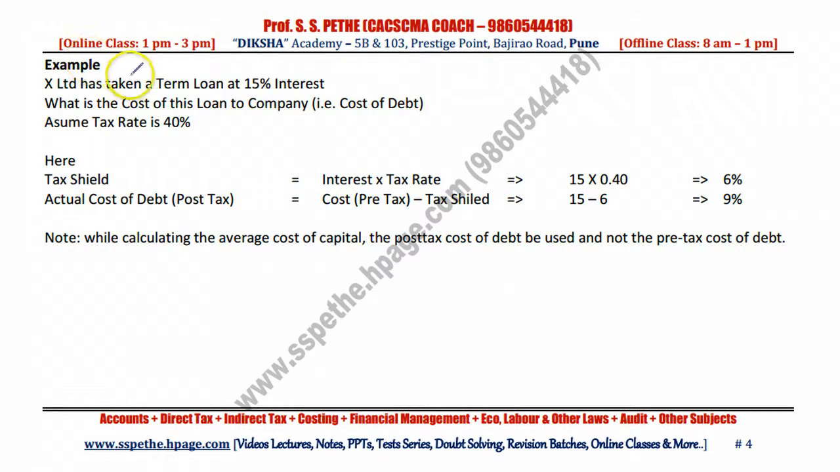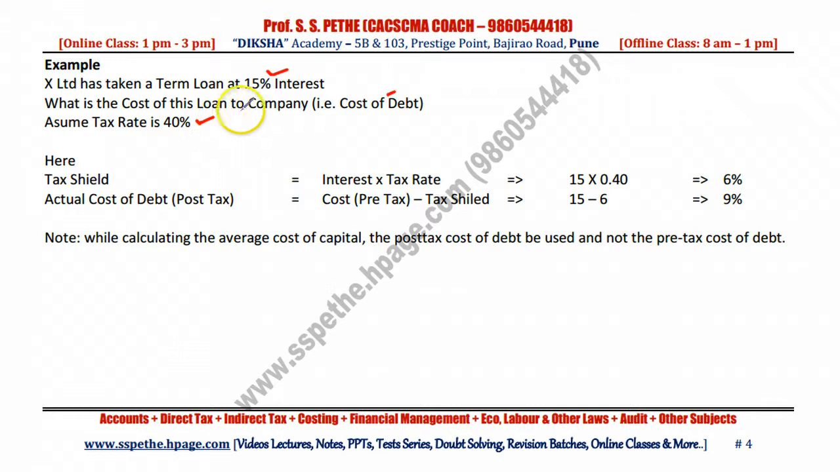Let's take another example to fully understand the concept of tax shield. X Limited has taken a term loan at 15% interest. What is the cost of this loan to the company? That is the cost of debt पता करना है इसमें. Assume the tax rate is 40%.